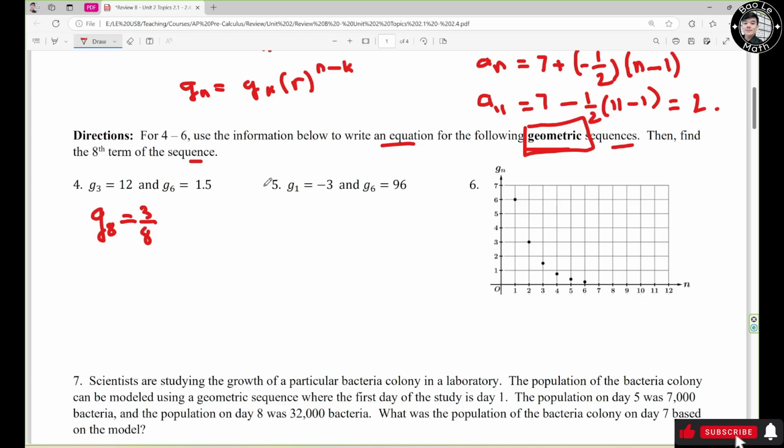Now question number 5 is similar to question number 4. I'm going to leave this one for you to practice. The answer must be 384 for the term g sub 8.